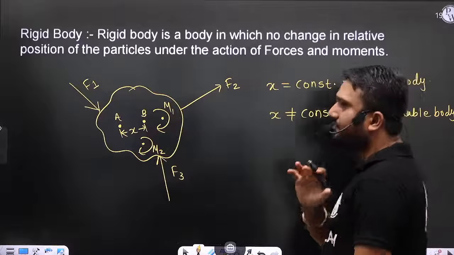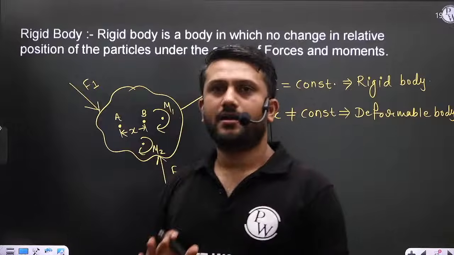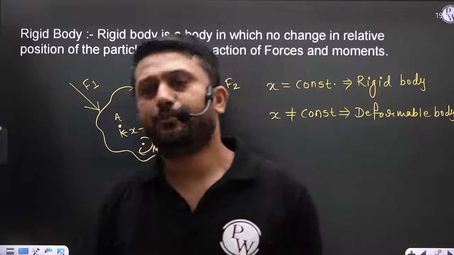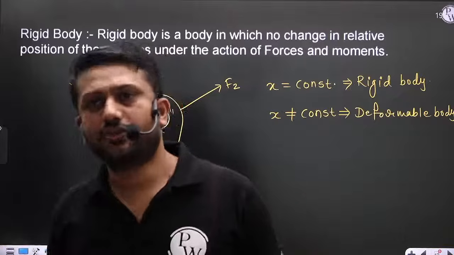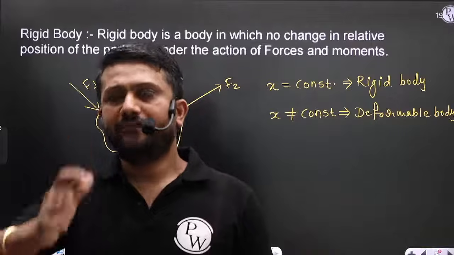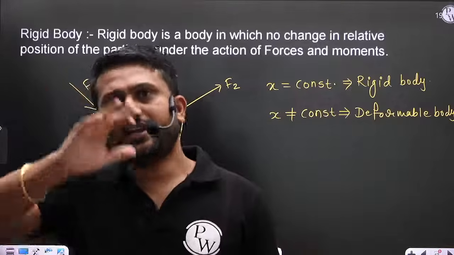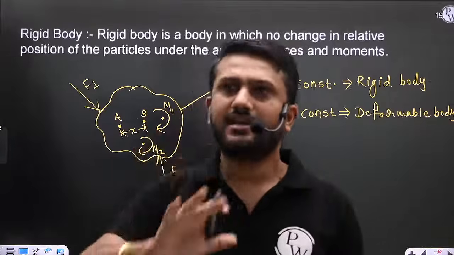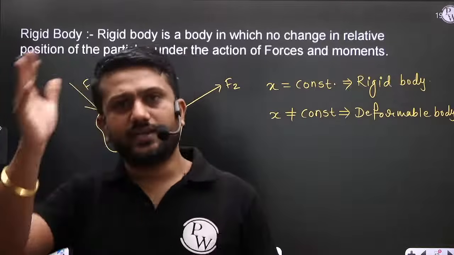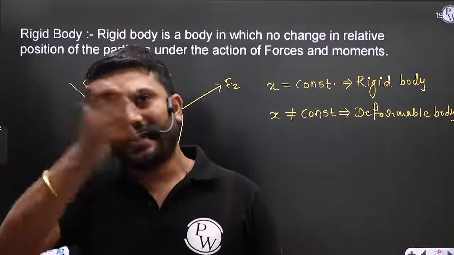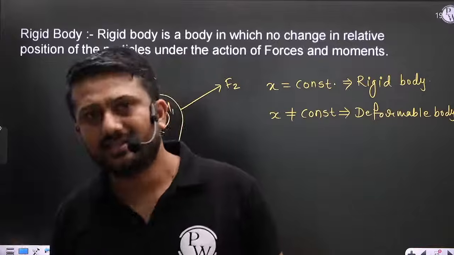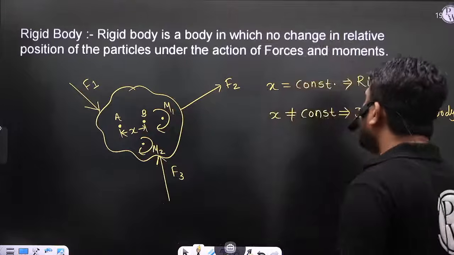So it is a very simple definition of the rigid body. What is a rigid body? Rigid body is a body in which no change in relative position of the particle under the action of forces and moments. And if change in relative position of the particle occurs, then such type of body is known as the deformable body. So mechanics of the rigid body is studied under the engineering mechanics subject, and the mechanics of the deformable bodies is studied under the strength of material subject.